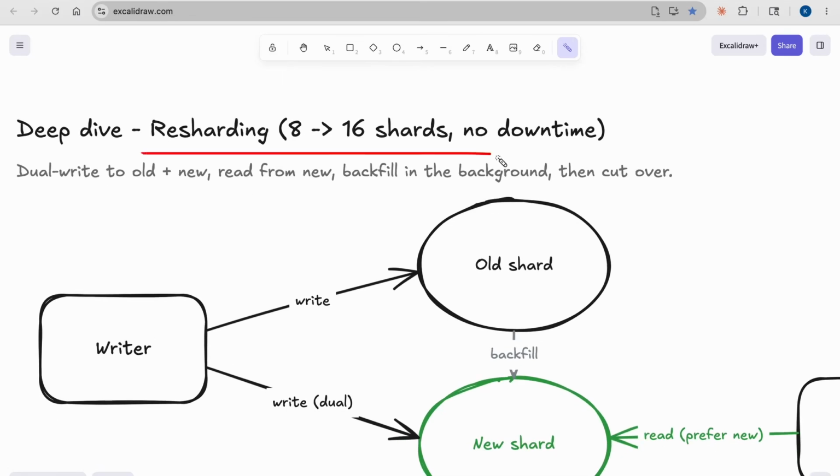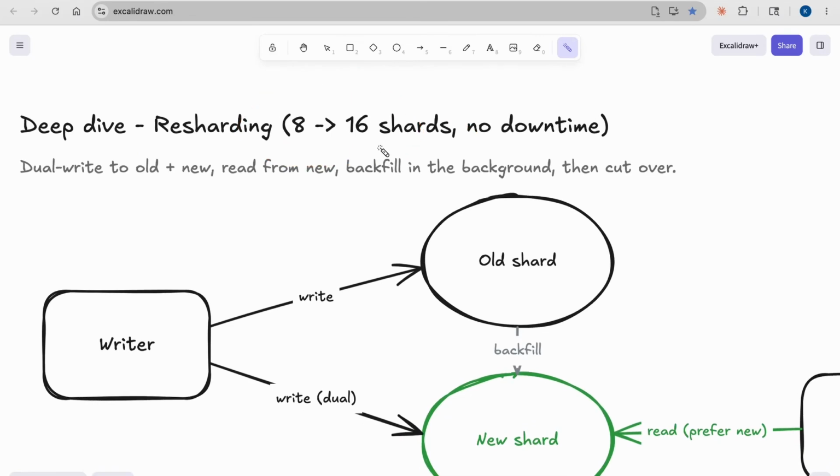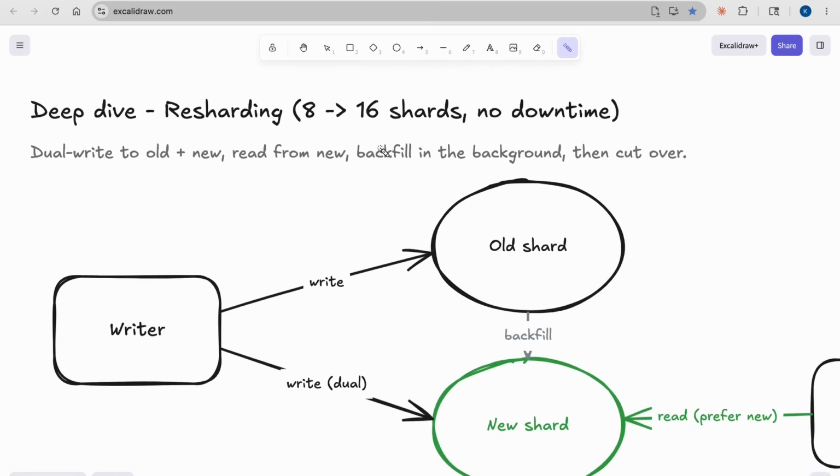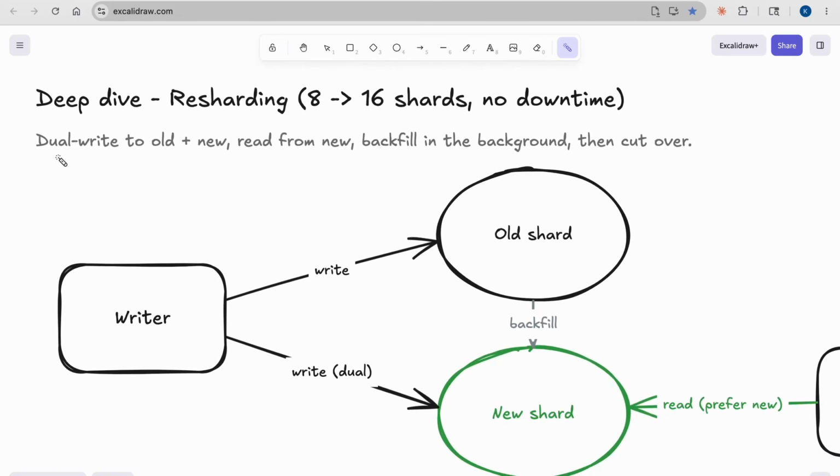Let's say I try to increase from 8 to 16 shards, or from 16 to 32, and make sure that we have no downtime. How do we handle this kind of thing? That's where we'll try to do a dual write to old plus new.